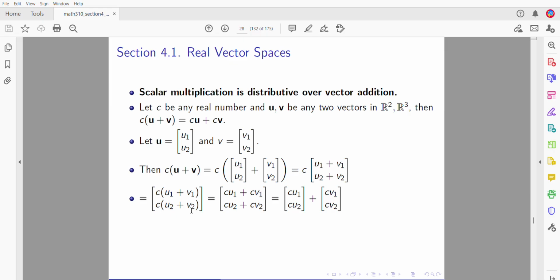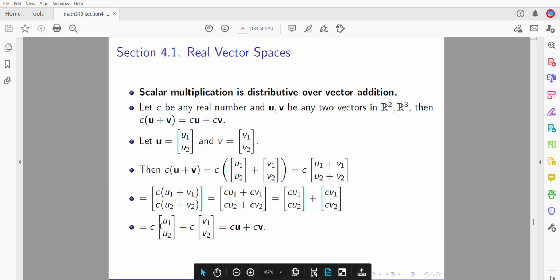Now notice multiplication among real numbers is distributive over addition. So C distributes to U1, V1, C distributes to U2, V2. This vector can be split: (CU1, CU2) plus (CV1, CV2). That is C times U, the scalar multiplication of C with vector U, plus scalar multiplication of C with vector V.